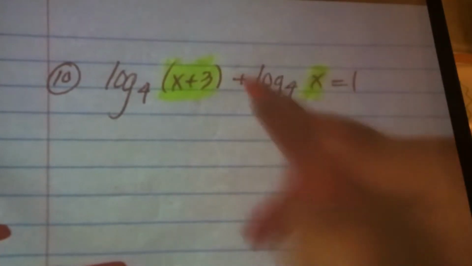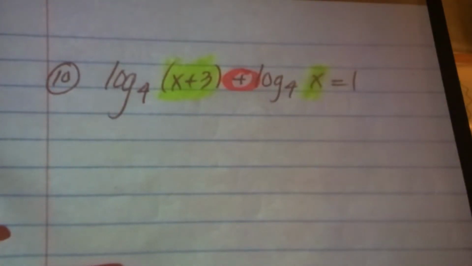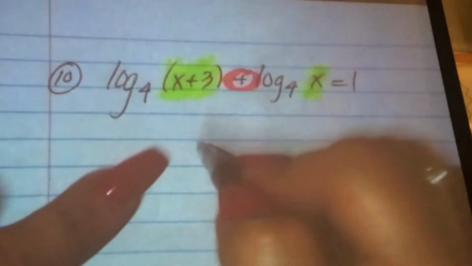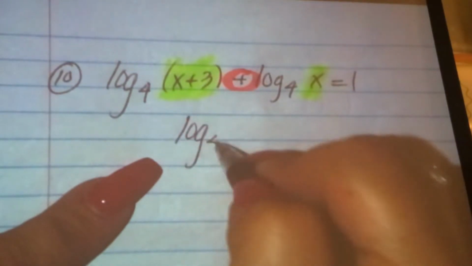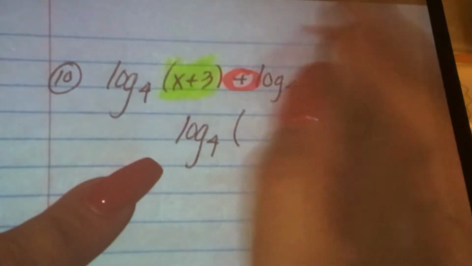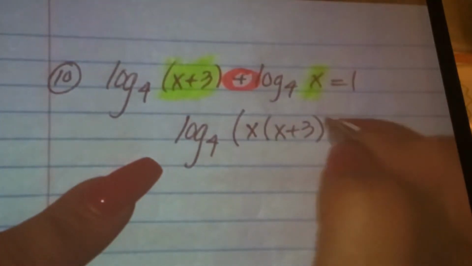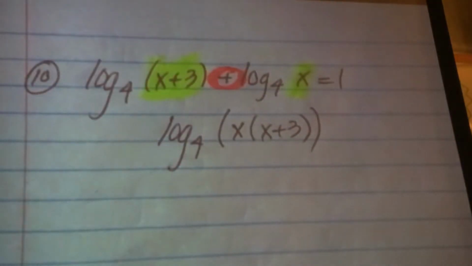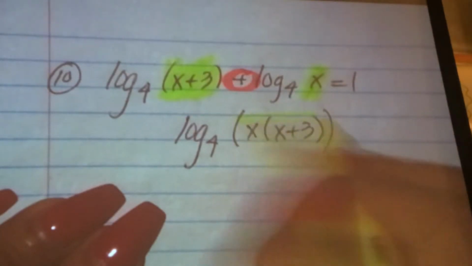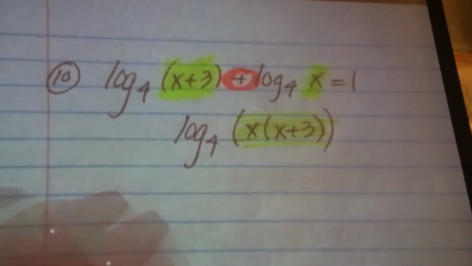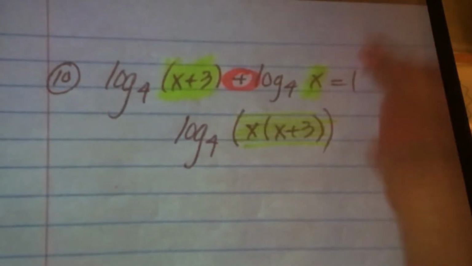Addition, again, yields multiplication. So you're going to multiply your two arguments here. So log base 4 of x times x plus 3. Now they're both in there. Make a little side note to yourself. Yields multiplication.